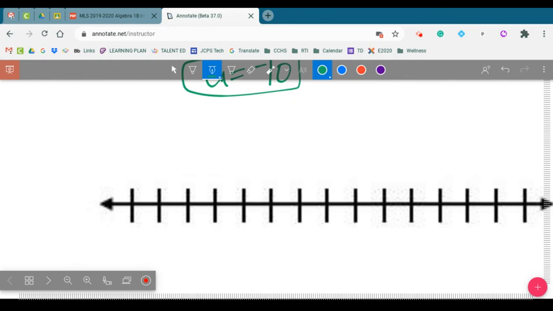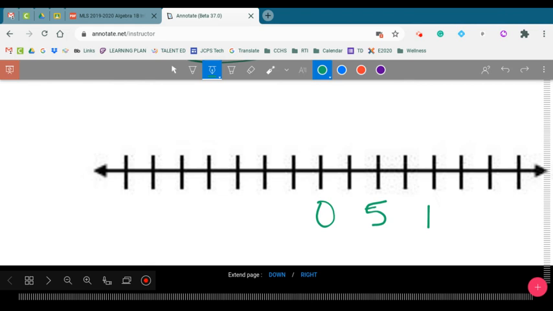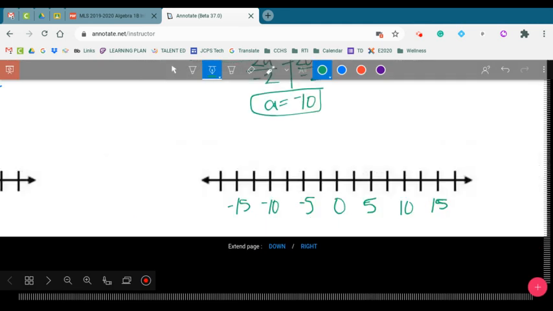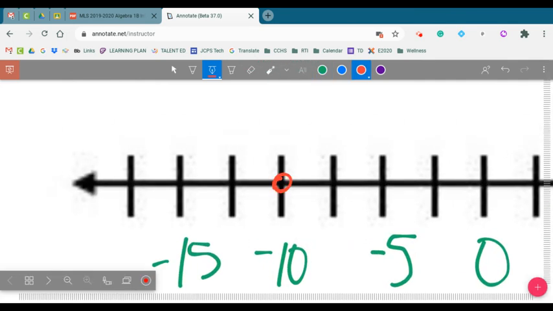So on the graph, I'm going to do 0. Then I'm just going to skip 1 and do 5. Skip 1 and do 10. And then I'm going to skip 1 and do -5. And I'm going to skip 1 and do -10. I can go up to -15 and 15. Okay. So it's negative 10. So on negative 10, I'm going to put a solid circle. I don't have to shade because these are not inequalities. We're going to talk about inequalities a little bit later.